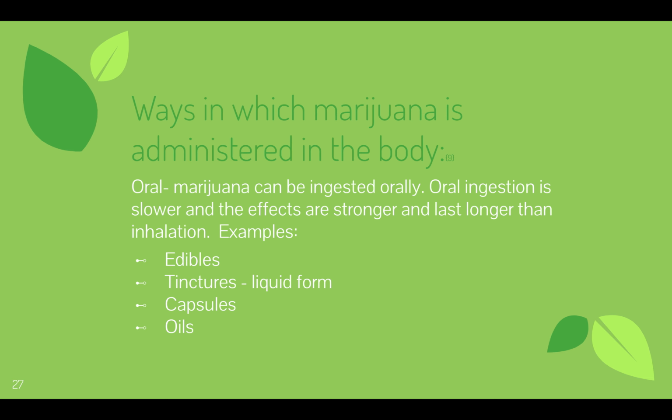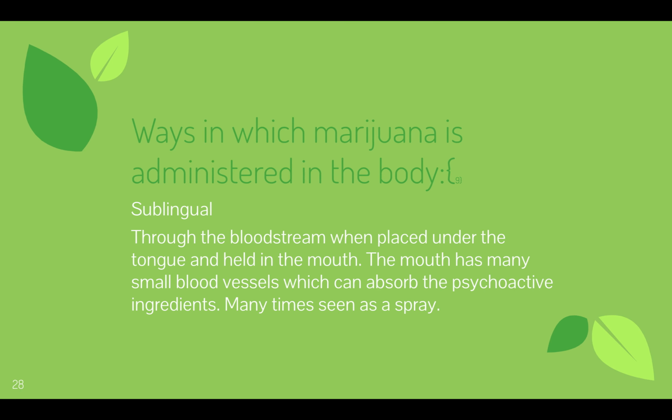Another way that marijuana is administered in the body is orally. Oral ingestion is slower, and the effects are stronger and last longer than inhalation. Some examples include edibles, tinctures, which are a liquid form, capsules, and oils. Another way is sublingual, which is through the bloodstream when placed under the tongue and held in the mouth. The mouth has many small blood vessels which can absorb the psychoactive ingredients, and it's many times seen in the form of a spray.